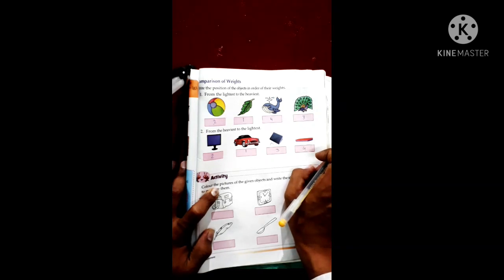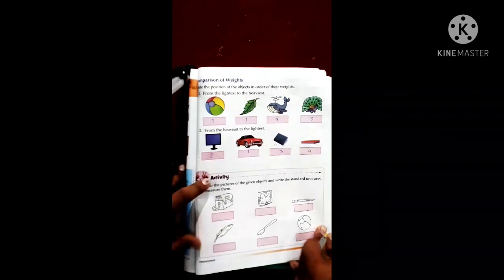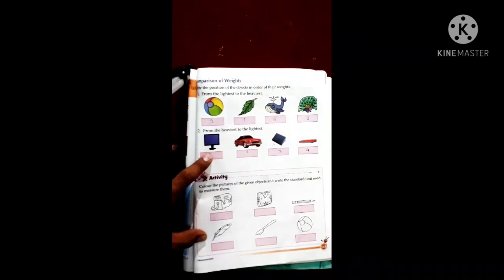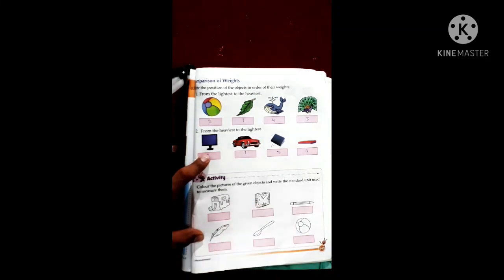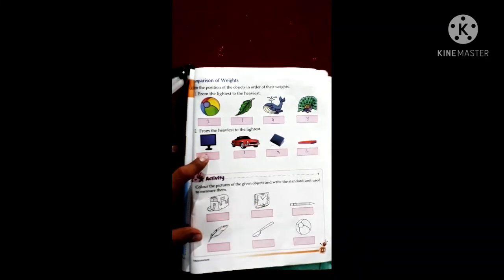Then one activity is given. See here, color the picture of given objects and write the standard unit used to measure them. You have to do this activity at home. These are the pictures of different things. You have to color it and write which standard unit may be used to measure it.